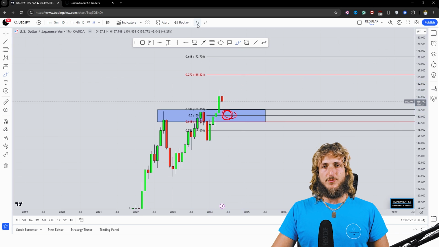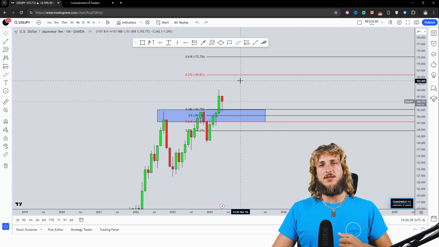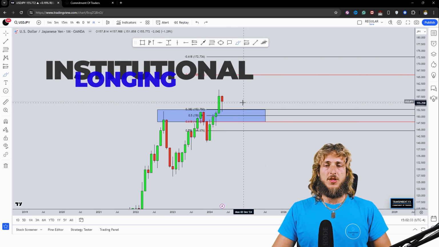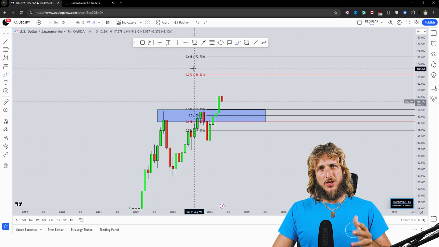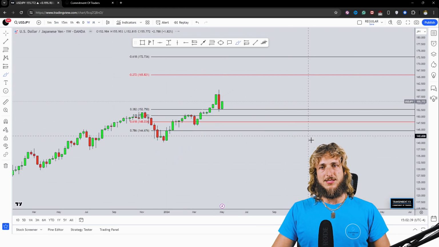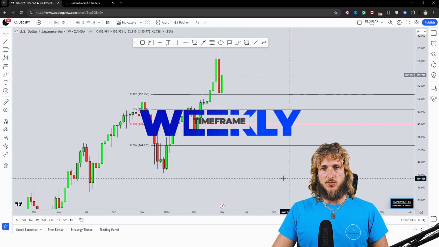which once again, we could expect this market to reject to the upside because inside of a confluence of support area, you could expect more institutional longing of a pair. And we will be speaking about institutional longing later on when we move to the commitment of traders. For now, let's drop down on the weekly time frame and see what we have.